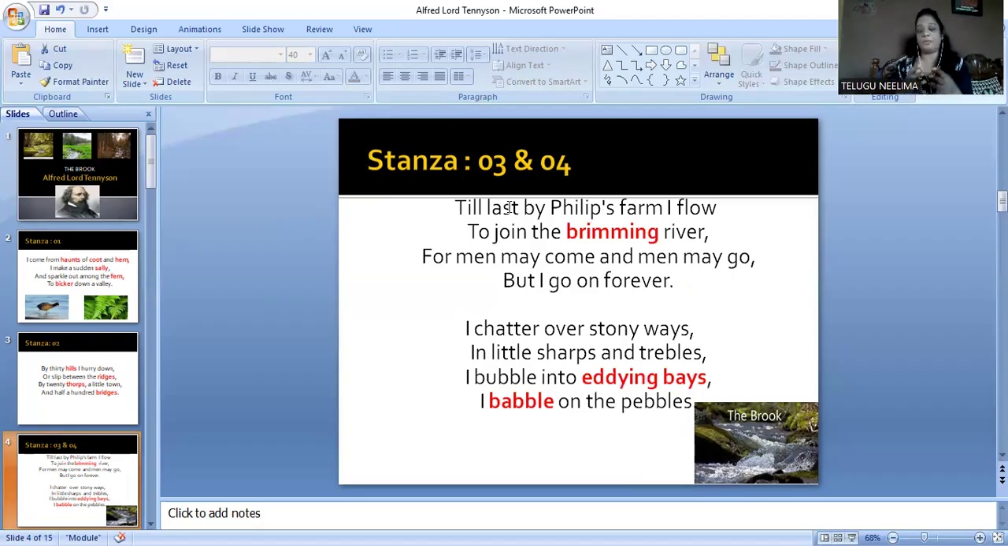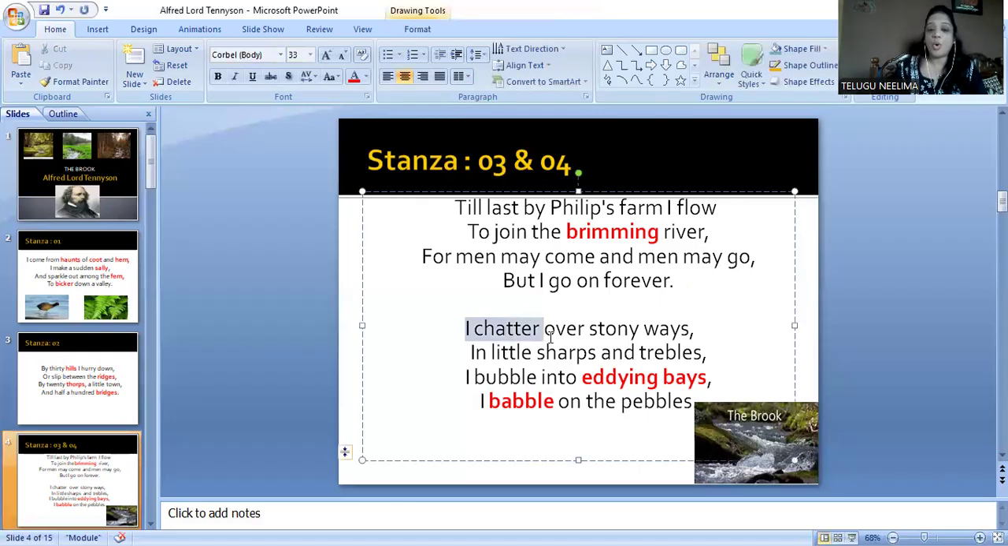Here, in the sense, it is telling that man can be alive or he dies, I am not very much concerned with that, but my journey to join the brimming river continues forever and ever. And in the fourth stanza, you can see what it is doing while making its journey.